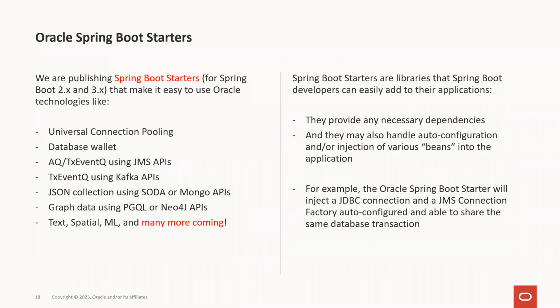We're working on adding a starter for using JSON collections in the database, using either the SODA API, that's the Oracle API, or using the Mongo API. Using graph data in the database, using the graph query language or the Neo4j APIs, and text and spatial and machine learning and all kinds of other stuff will follow on. These are all freely available in Maven Central, so they're easy to use.